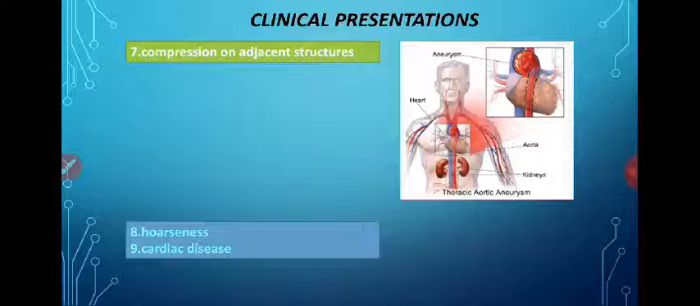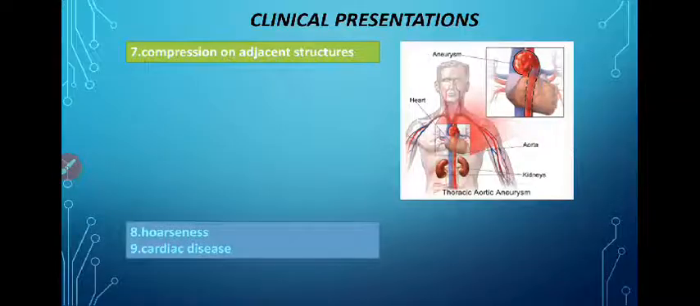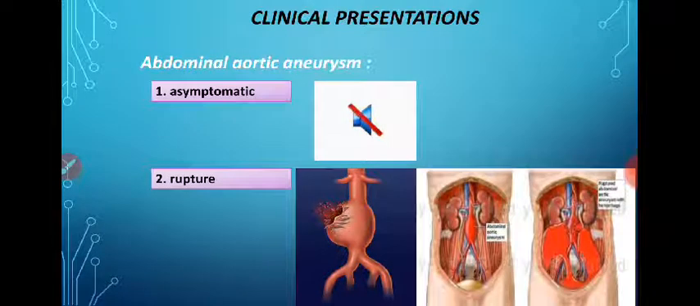Hoarseness, due to extension in the recurrent laryngeal nerve which wraps around the aortic arch. Cardiac disease due to valvular insufficiency or narrowing of the coronary ostia. Now we finished all symptoms pertaining to thoracic aortic aneurysm.